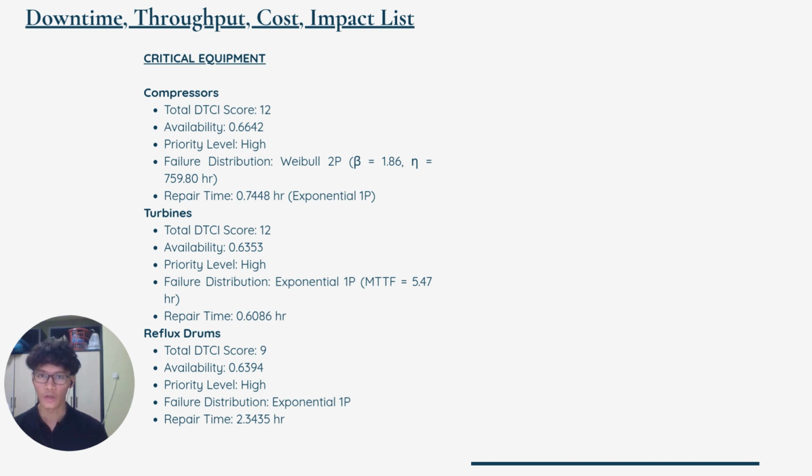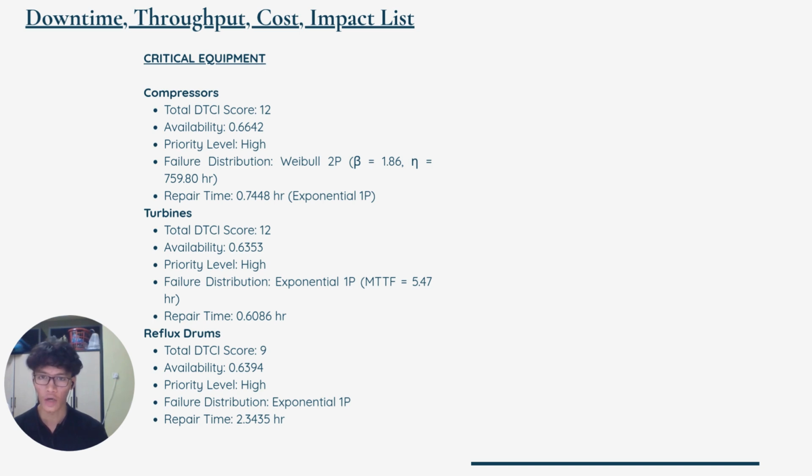Now, we take a look at the downtime, throughput, cost, and impact list, or DTCI, where ratings from 1 to 3 were given in accordance with the severity of the parameter. The total ratings were used to classify the equipment into their priority, where critical priority was marked in red, high in orange, medium in yellow, and low in green. It is observed that compressors, turbines, and reflux drums are the identified critical equipment.